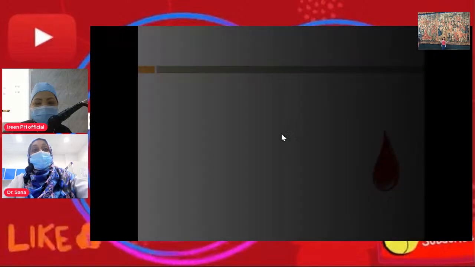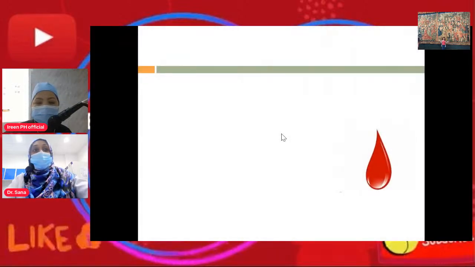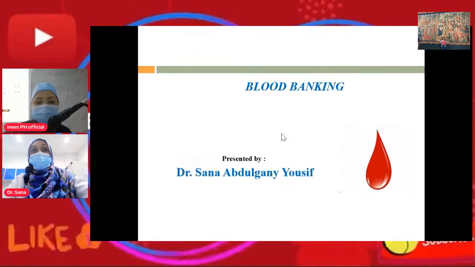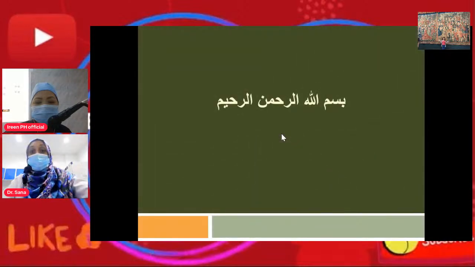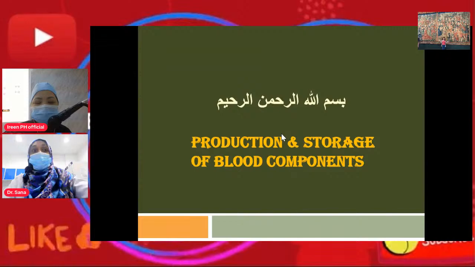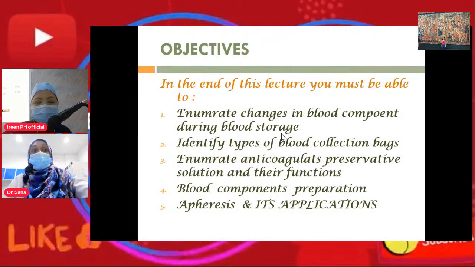The objectives of this lecture: you must be able to enumerate changes in blood components during blood storage, identify anticoagulant preservative solutions and their functions, blood component preparation, and the last one, number 5, apheresis and its applications.